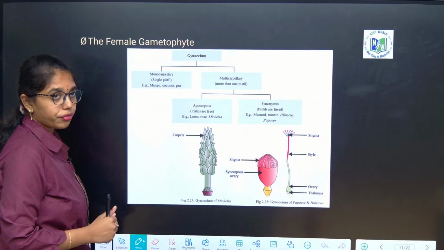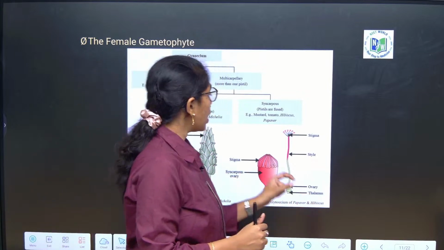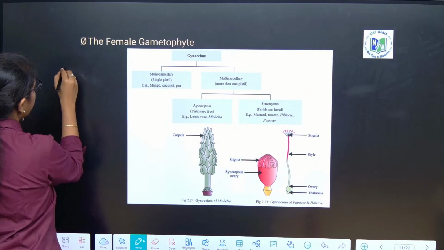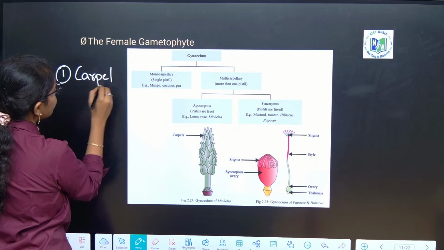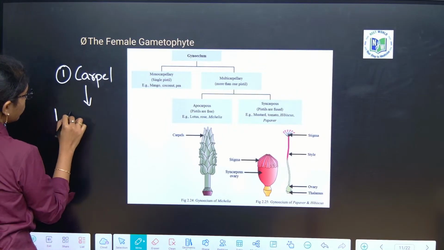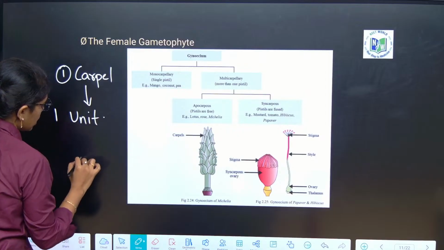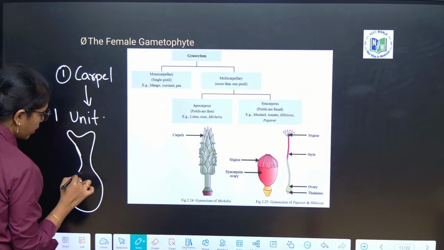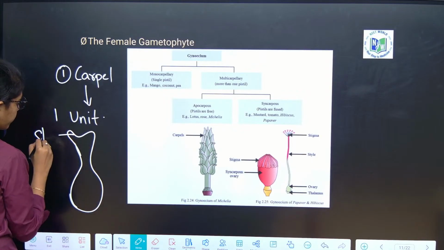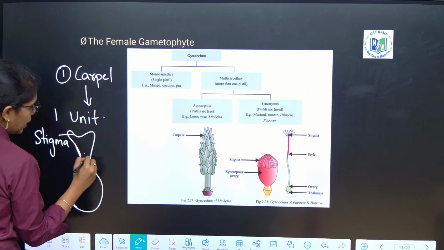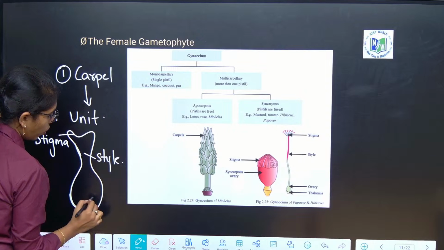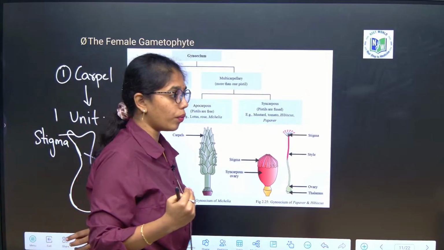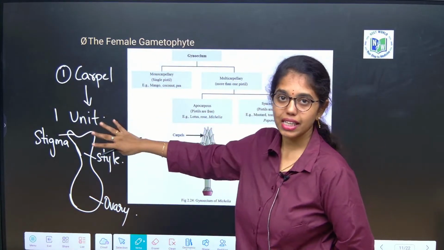So, the female gametophyte in angiosperms is the gynoecium. And what makes one carpel? One carpel includes one unit of stigma, style and ovary. So, one unit of stigma, style and ovary is giving you one carpel.